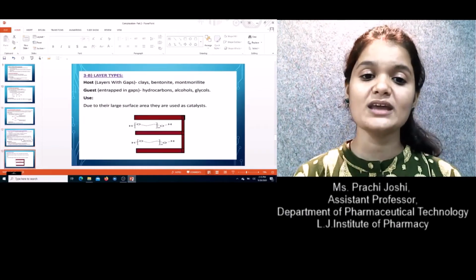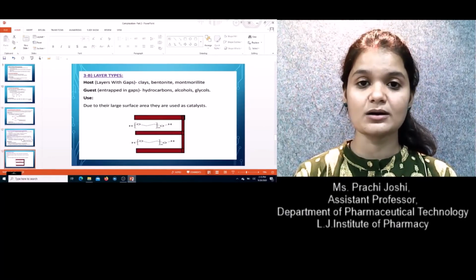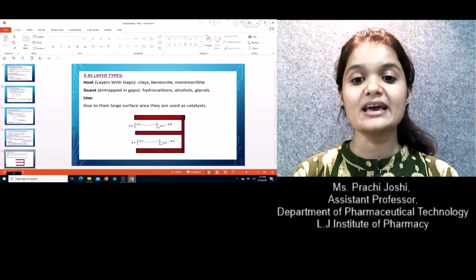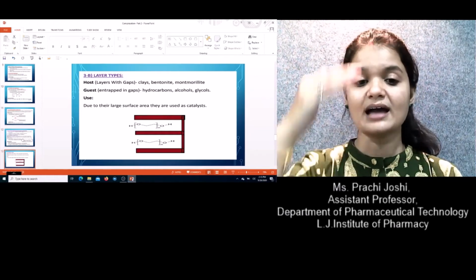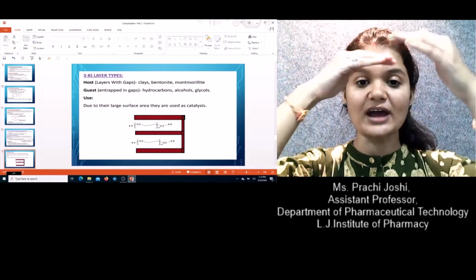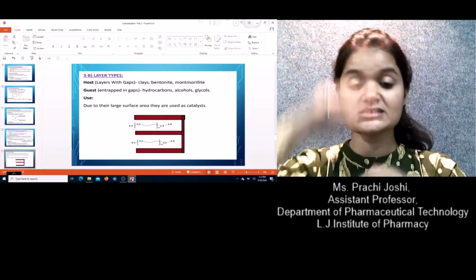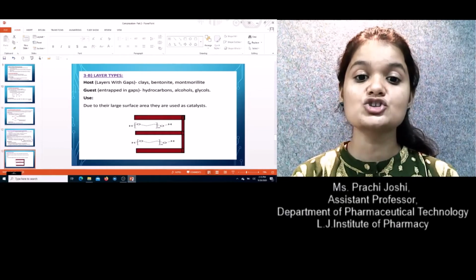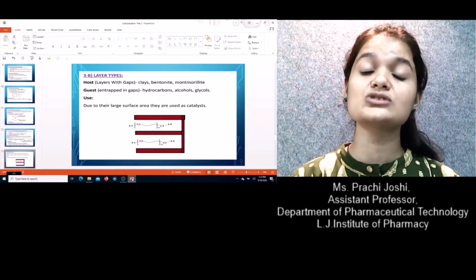Now the next one is layer type. In this layer type, there is again a host and a guest molecule, in which the guest is alcohol, glycols, hydrocarbons, and in the host there is a channel. First is host, then guest, host and guest. This kind of arrangement is known as a layer type of arrangement, and it is used basically because of its large surface area and used as a catalyst.